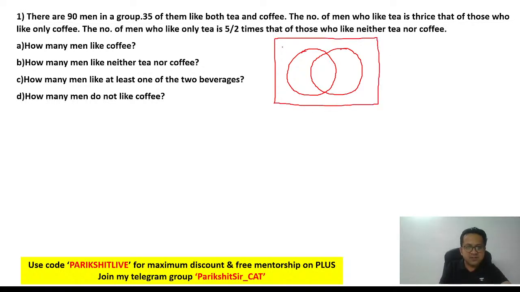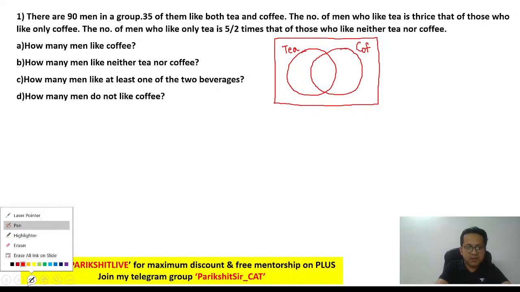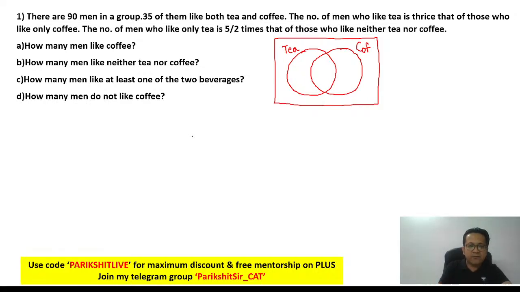So let's label this diagram. Let's call the first circle T, and let's call the second circle coffee. And let's label the parts. Let's call this part A. This part is B. This part is C. And this part is N. Now let's be very clear.